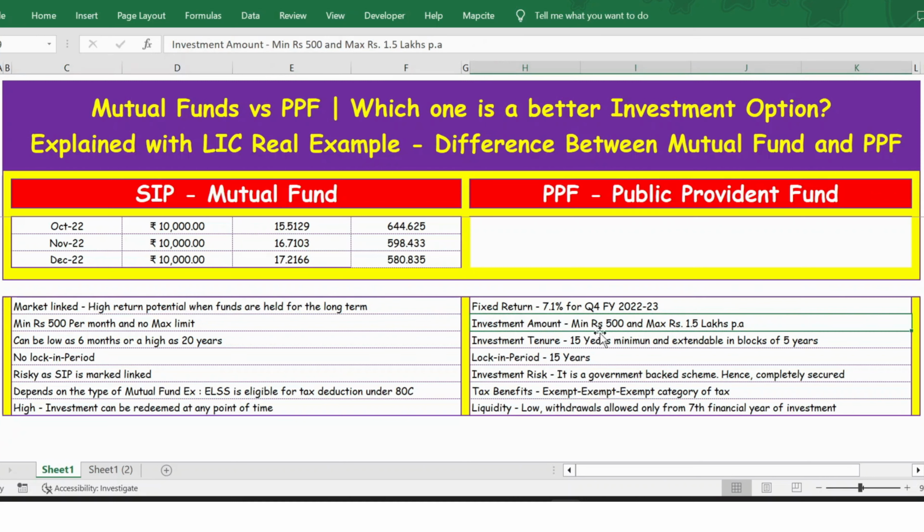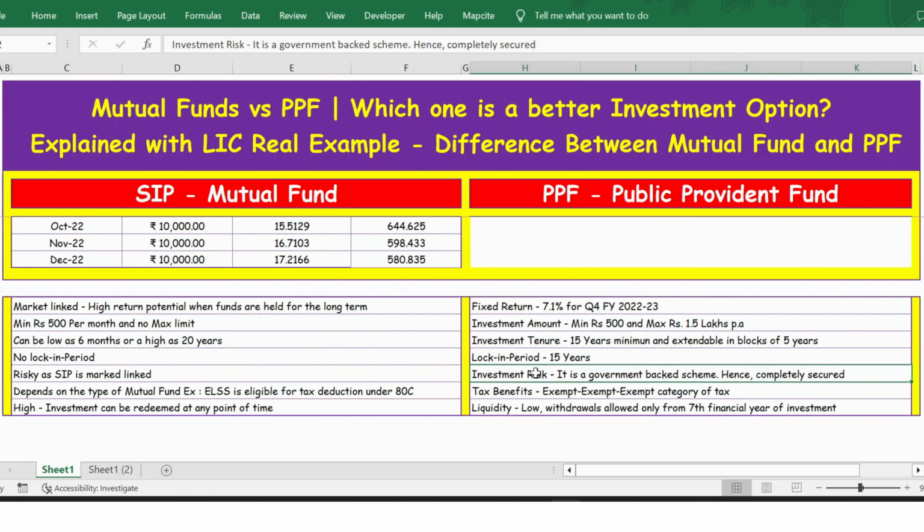Investment amount in PPF: minimum is 500 and maximum is 1.5 lakhs per annum. Whereas for mutual fund, minimum is 500 per month and there is no maximum limit. Investment tenure: 15 years minimum and extendable in blocks of 5 years. Whereas for mutual fund it can be as low as 6 months or as high as 20 years. Lock-in period is 15 years for PPF. There is no lock-in period for mutual fund.